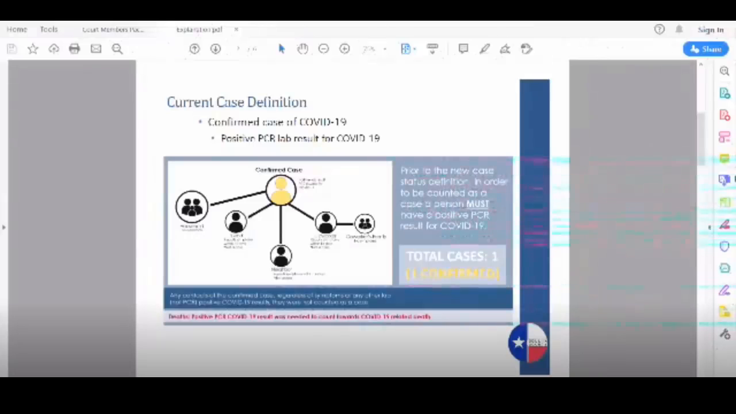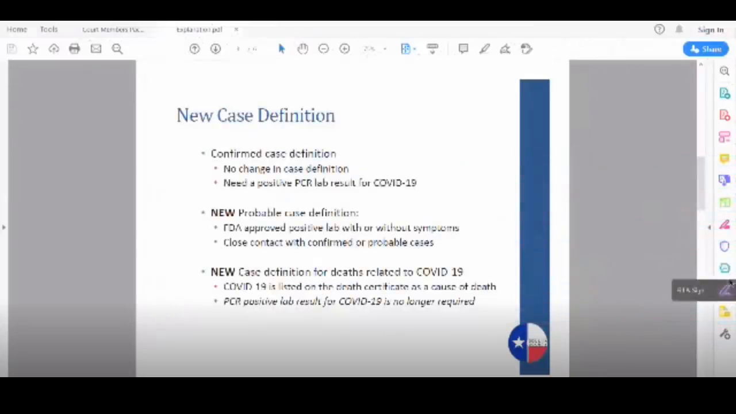And then if we go to the next page, the new case definition. For confirmed case, it stays the same. You still just need PCR. But now they've added a probable case definition. That still gets counted towards the case count. It's different. It's not confirmed. It's probable, but it's still a case. Meaning if you use another testing method, not PCR, and you have close contact with a confirmed or probable case, you could be considered a case with or without symptoms.